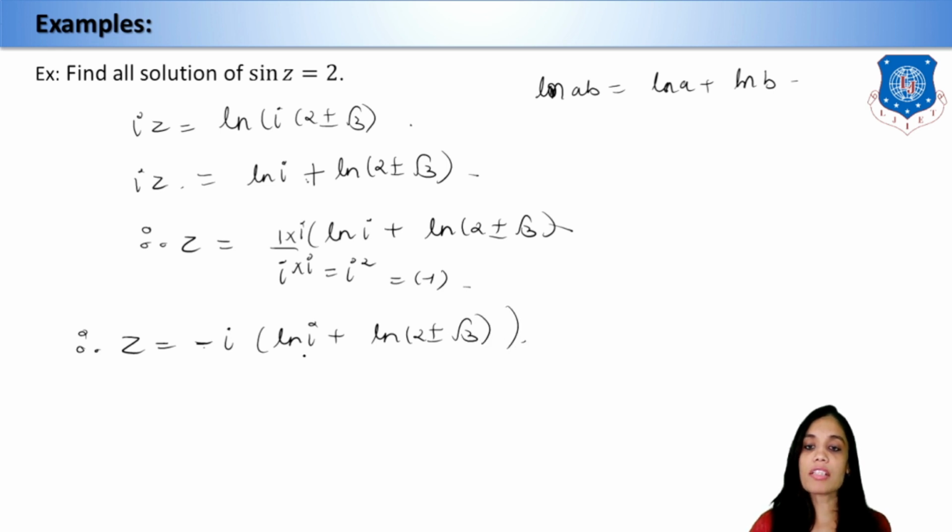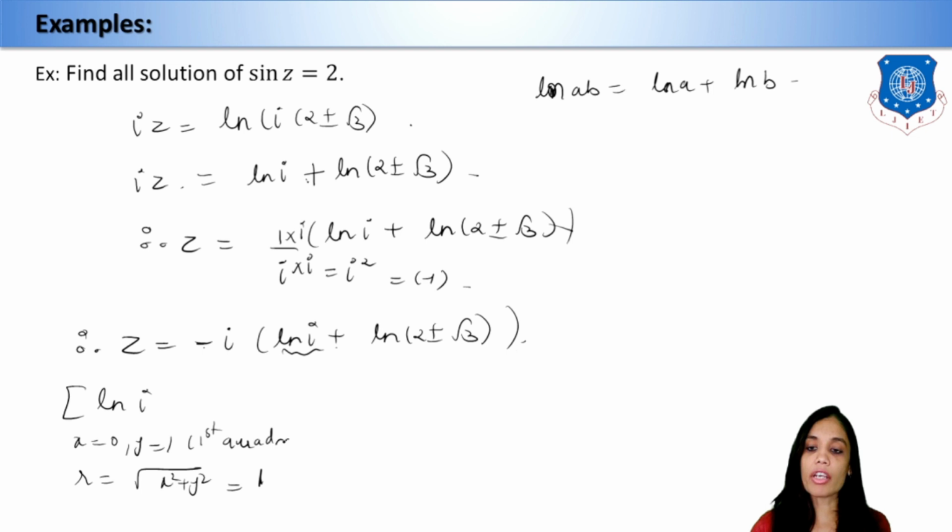So now our task is to find only the value of ln i using the formula of log z, right? So now first let us find the value of ln i. So here x is 0, y is 1. So r we can find using the square root of x square plus y square. So r will be 1. And this lies in the first quadrant, right? So you can find the value of theta using the formula tan inverse of mod y by x. So that will be tan inverse infinity. So the answer is pi by 2.